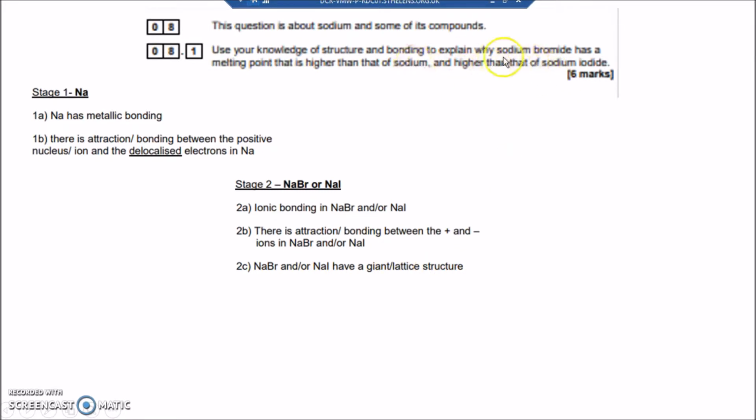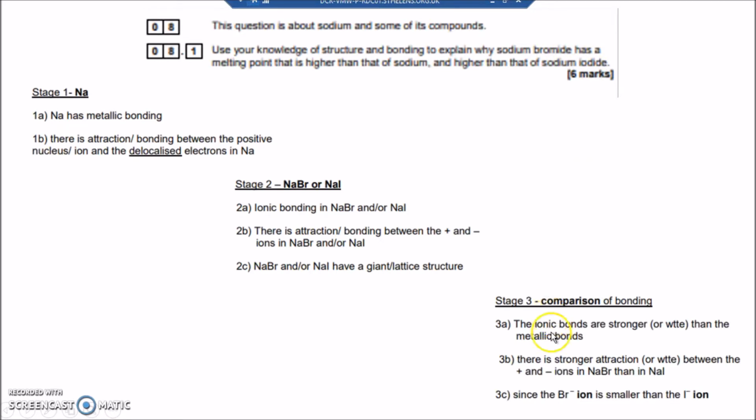So why then does sodium bromide have a higher melting point than sodium iodide? It's got to be something to do with the difference between bromide and iodide, and the difference is Br minus is smaller than iodide, and so you're going to get the ionic bonds are stronger, or words to that effect. You can say that first of all.